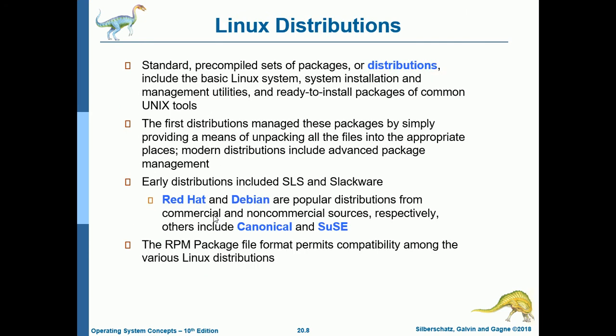Okay, we have the Linux distributions, or as I've said, informal flavors. A standard precompiled set of packages, or distribution, includes the basic Linux system, system installation and management utilities, and ready-to-install packages of common Unix tools. The first distributions managed these packages by simply providing a means of unpacking all the files into the appropriate places. Modern distributions include advanced package management.